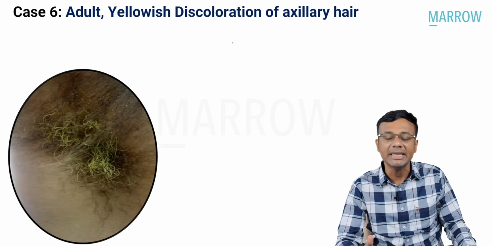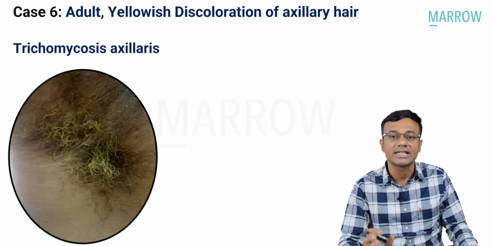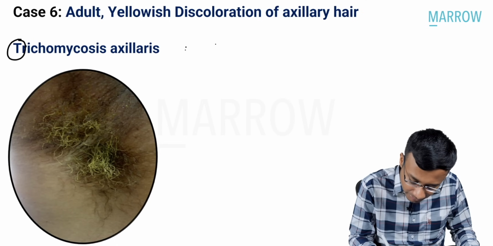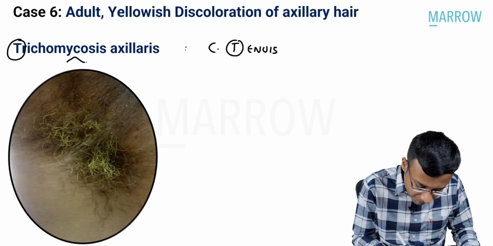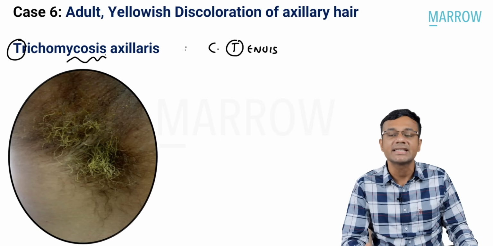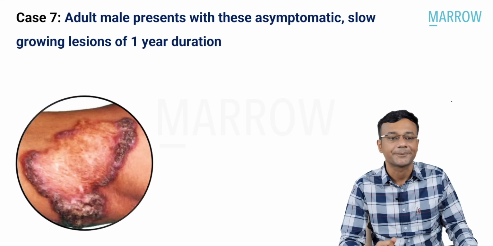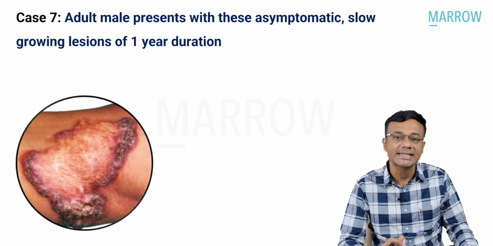Next, we have an adult male who presents with yellowish discoloration of the axillary hair. This condition is called trichomycosis axillaris, produced by, from the letter T we can remember, Corynebacterium tenuis. And though the word mycosis is there, it is not a fungal infection, it is a bacterial infection. You can see the yellow colored axillary hair here. Next case is about an adult male who presents with these asymptomatic slow growing lesions.